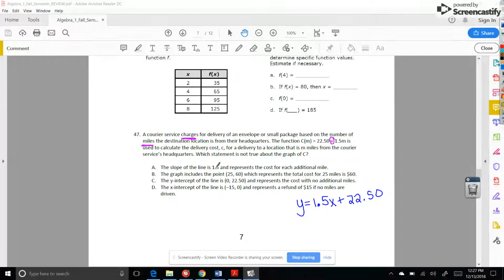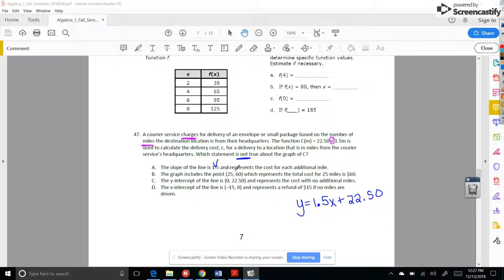Slope of the line is 1.5, represents the cost for each additional mile. Okay, let's see. So 1.5 is definitely the slope. Oh, this is not true. Okay. Delivery cost, that is m miles. Yeah, that's definitely true.